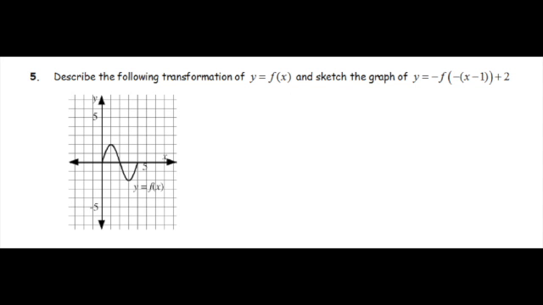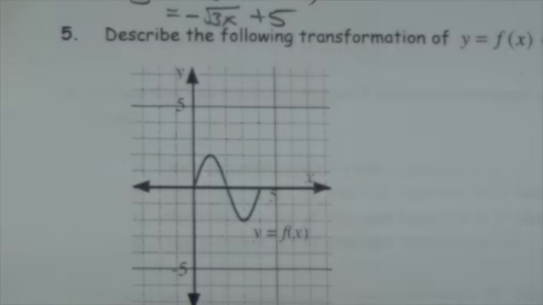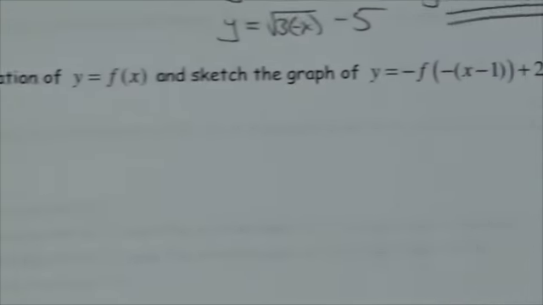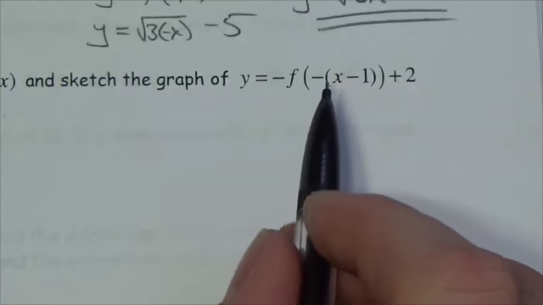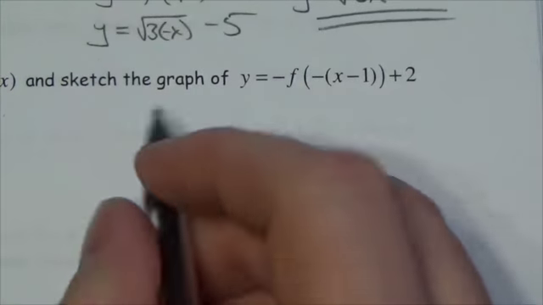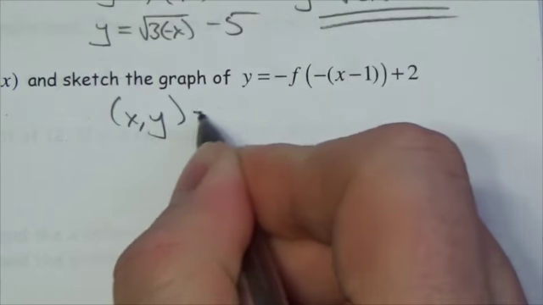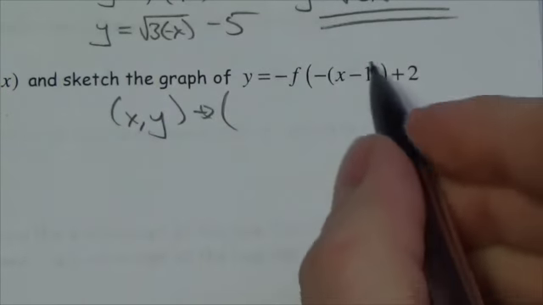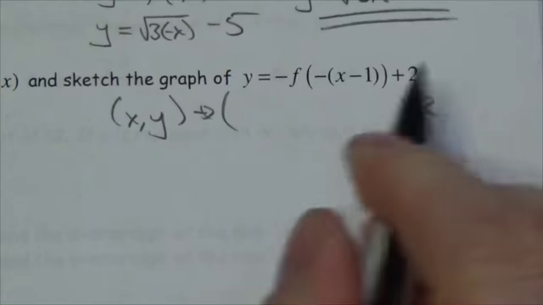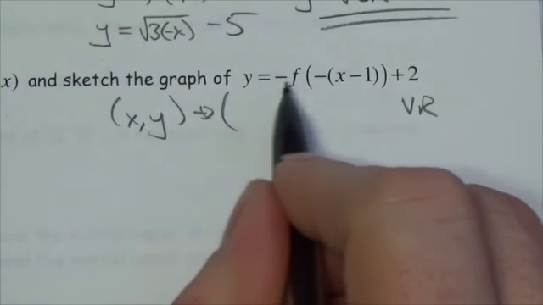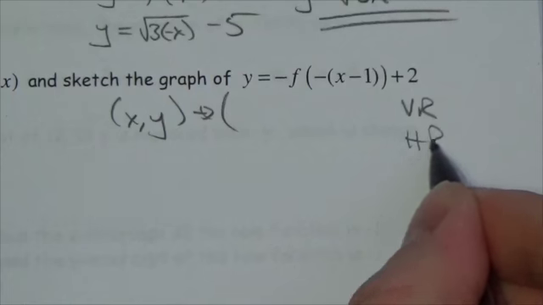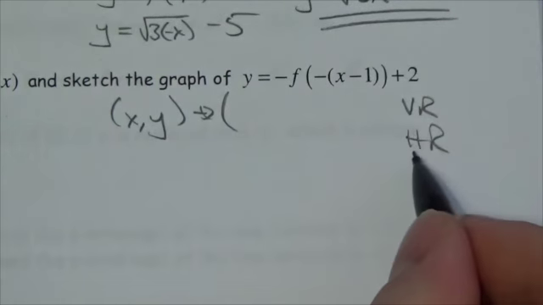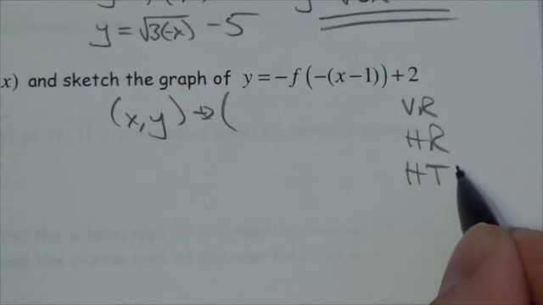Describe the following transformation of y equals f of x and sketch the graph of y equals negative f of negative x minus 1 plus 2. Okay, so what we've got to do to answer this question is focus on what we're being told here. I can see that there's been a vertical reflection. The y has changed to a negative here. I can see that there's been a horizontal reflection. There's a negative in front of the x. But there's been a horizontal translation, 1.